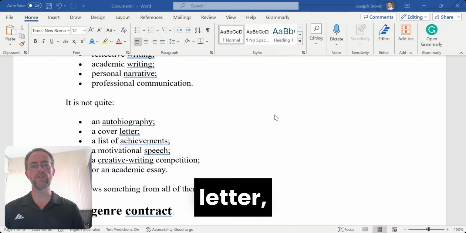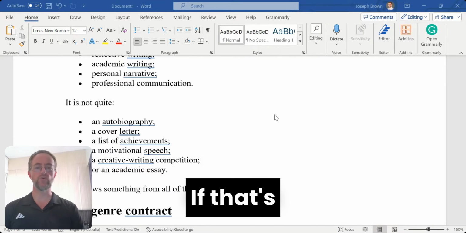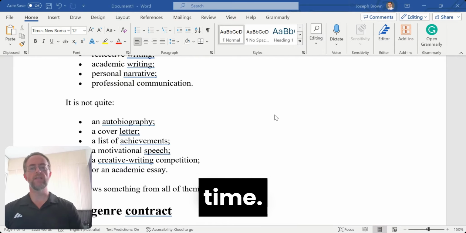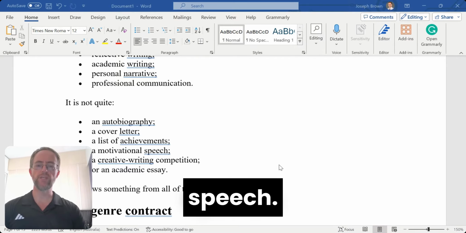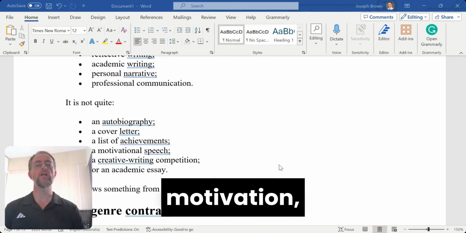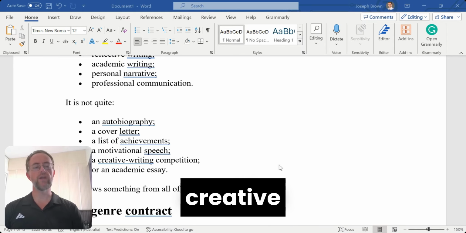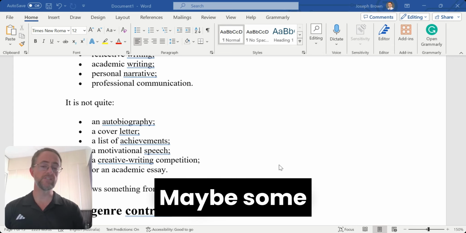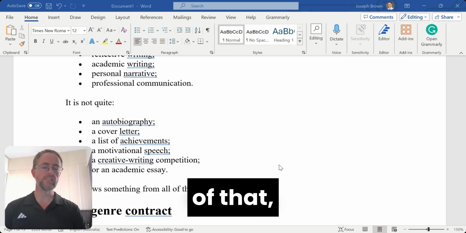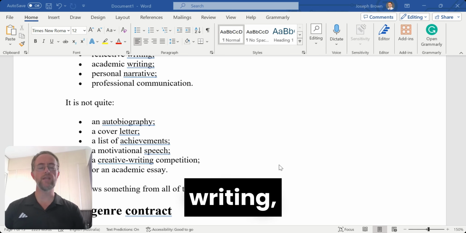It's not a cover letter, just going through your ideas. It's kind of that. It's not a list of achievements. If that's all you're doing, that's a waste of time. It's definitely not a motivational speech. But if you can bring in some sense of motivation, that might be very powerful for you to do. It's not a creative writing competition. Maybe some applications have elements of that. Some particular applications, if you are talented at creative writing, then lean into that, because that will give you strength.